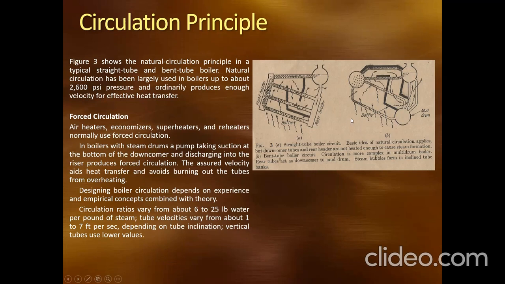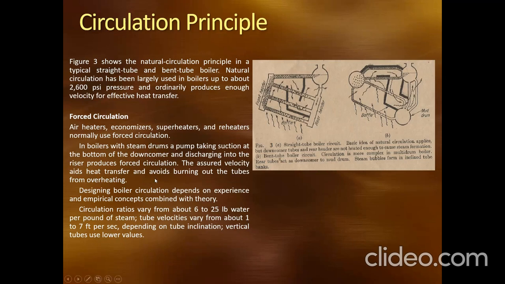So, next is the forced circulation. Air heater, economizer, superheaters, and reheaters normally use forced circulation, kasi may mga tubes yan. In boilers with steam drum, a pump taking suction at the bottom of the downcomer and discharging into the riser produces forced circulation. So, meron ditong pump. The assured velocity aids heat transfer and avoids burning out the tubes from overheating.